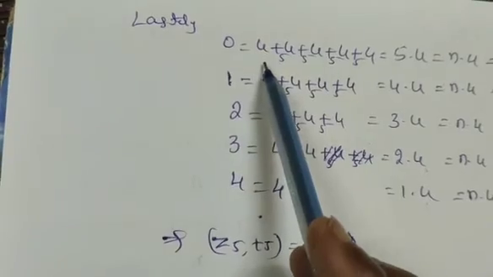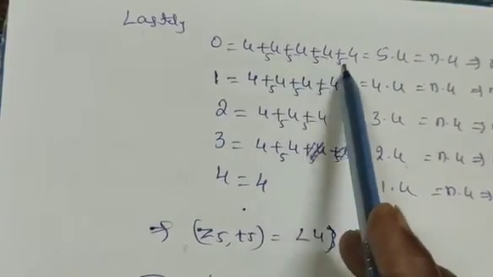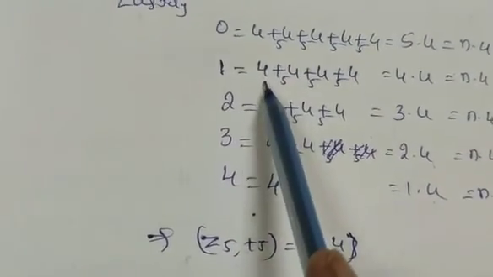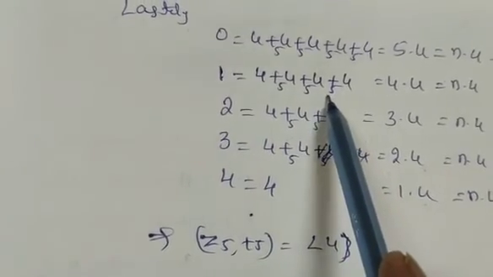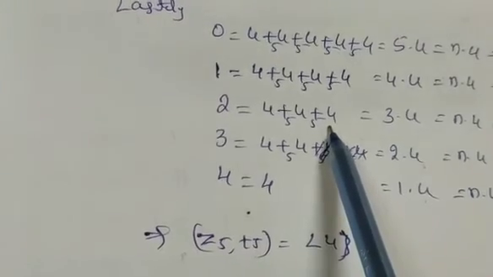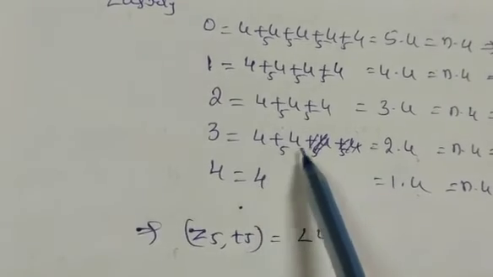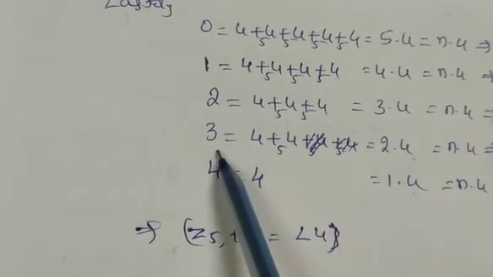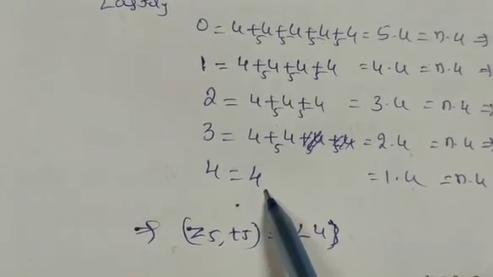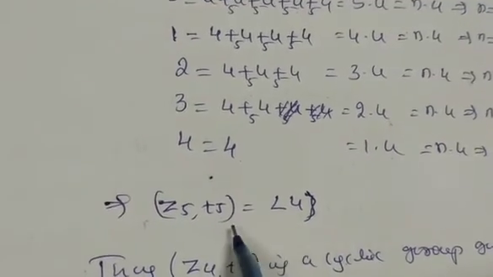Lastly, the last element is 4. 0 can be taken as 5 times 4. 5 fours are 20, and 20 divided by 5 gives the remainder 0. If you add 4 four times you will get 16, and 16 divided by 5 gives the remainder 1. If you add 4 three times, 4 threes are 12, and 12 divided by 5 gives the remainder 2. And lastly 4 plus 4 is 8, and 8 divided by 5 gives the remainder 3, and 4 can be taken as 4 only. Like this we can express all the elements in terms of 4. Therefore 4 is a generator of this Z5.